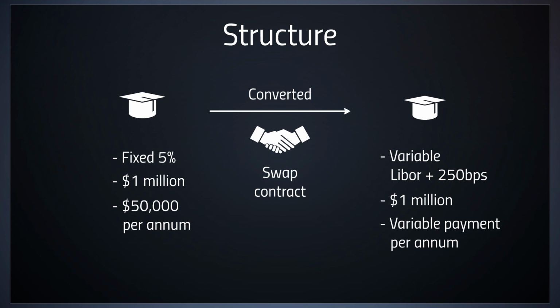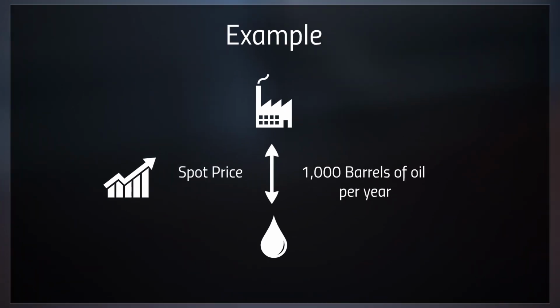Let's take a look at another example with a commodity swap. And this is a hedging example where we're a factory that uses 1,000 barrels of oil per year.